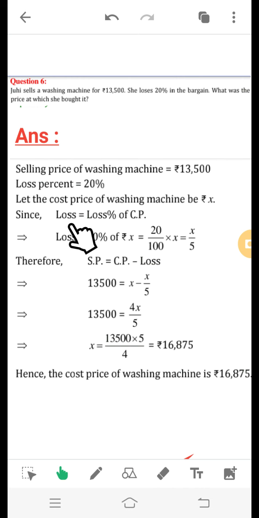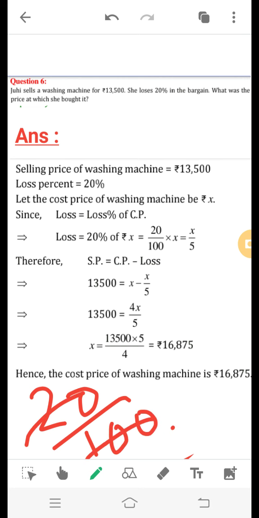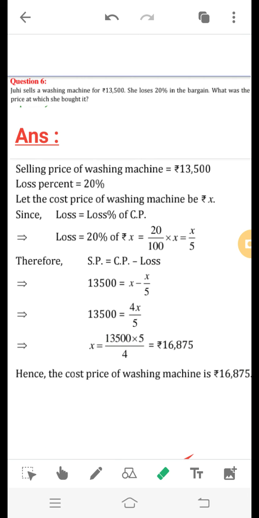Apply the formula. Loss is equal to loss percentage of CP. So loss is equal to loss percentage, it's 20%, of CP, that is X. Now 20%, so divide it by 100, then multiply with X. So here 20 divided by 100. 5 times 20 is 100. So it becomes X divided by 5.